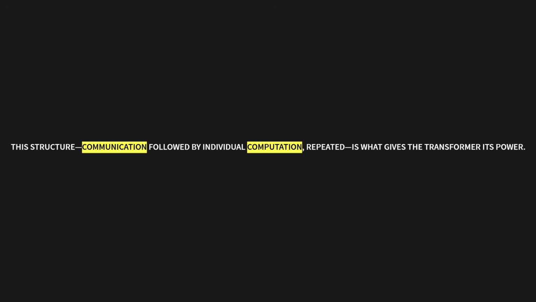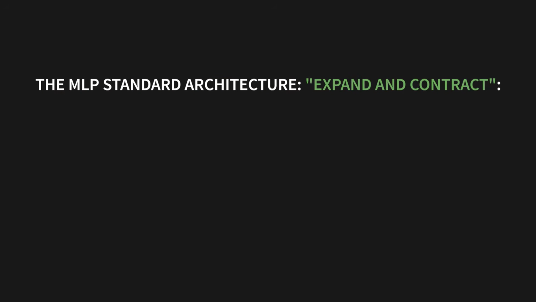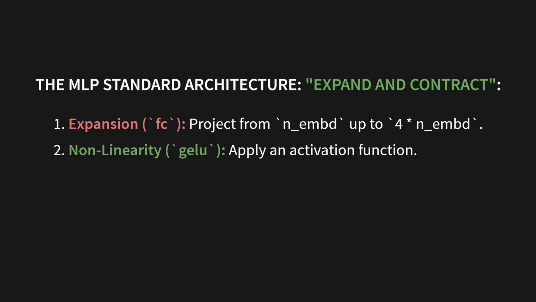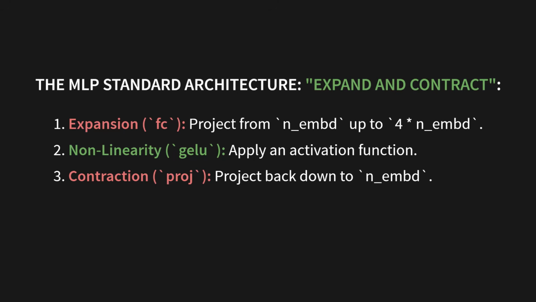The standard architecture for the MLP in a transformer follows a pattern I call expand and contract. Let's walk through it. 1. Expansion using the fc layer. We project from our embedding dimension, n_embd, up to 4 times that size. 2. Nonlinearity. We apply an activation function, in this case, GELU. 3. Contraction using the proj layer. We project that huge vector back down to the original n_embd size. And 4. Dropout for regularization.